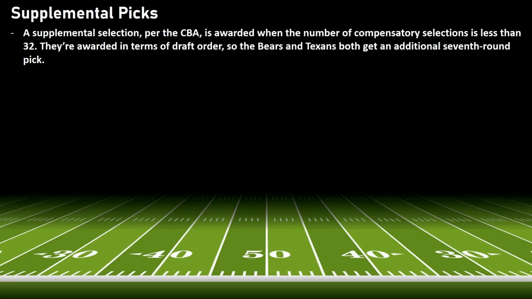All right, and lastly, supplemental picks. This is something we kind of got surprised with last year. It was a nice surprise. Supplemental selection per the CBA, collective bargaining agreement, is awarded when the number of comp pick selections is less than 32. They're awarded in terms of draft order. So last year they were 2 shy of the 32. So the Bears and the Texans both got a free pick. We both got a supplemental pick at the end of the draft to end it with 258 and 259.